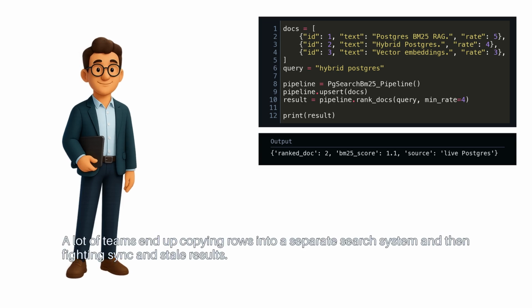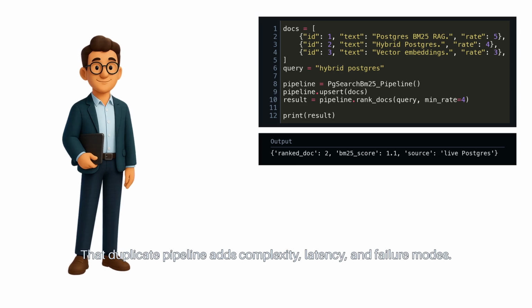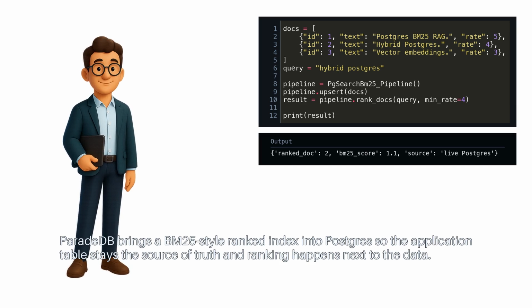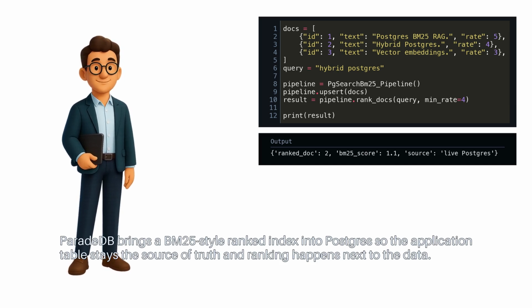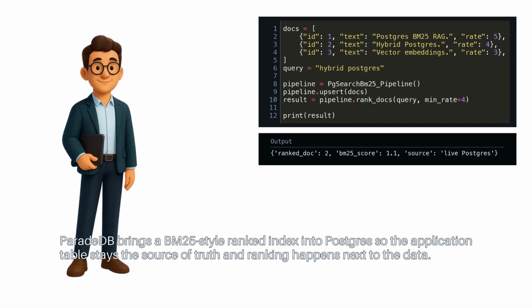A lot of teams end up copying rows into a separate search system and then fighting sync and stale results. That duplicate pipeline adds complexity, latency, and failure modes. ParadeDB brings a BM25 style ranked index into Postgres, so the application table stays the source of truth and ranking happens next to the data.